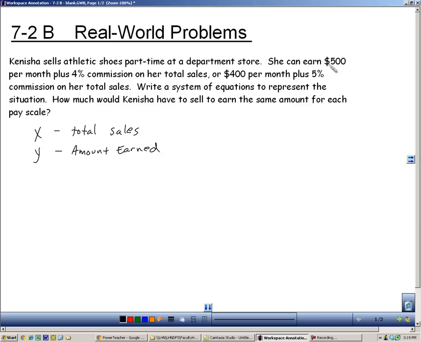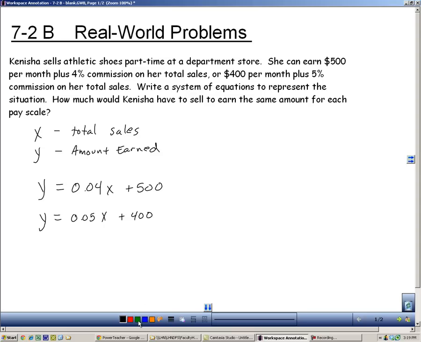So I need an equation here. She earns $500 plus 4% commission. So here's what she earns. 4% is 0.04, and you're going to multiply that by her total sales, and then add $500 to that. So that's what she earns at this one place of business, and the other one would be 5%, so 0.05 times her sales plus 400. And we have to solve for x and y here, because we want to know how much Kenesha would have to sell, so we want to find out what x is.